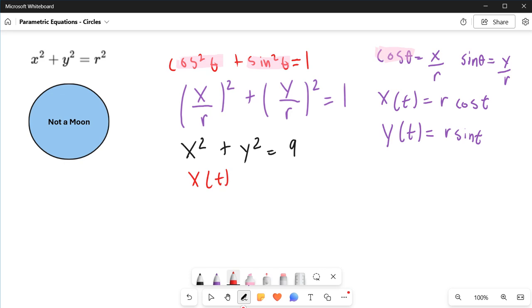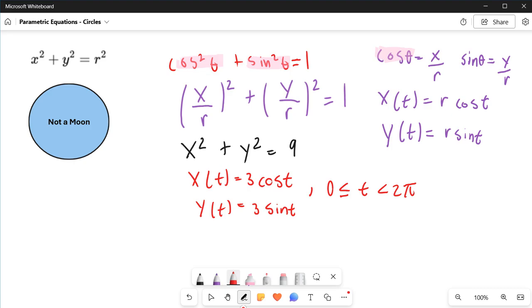x of t is equal to 3 cosine of t, and y is equal to, not y, but y of t, right? So y of t would have to be 3 sine of t. But all of this would be conditional to that the t would have to be from 0 to, not 360, but 2 pi radians.